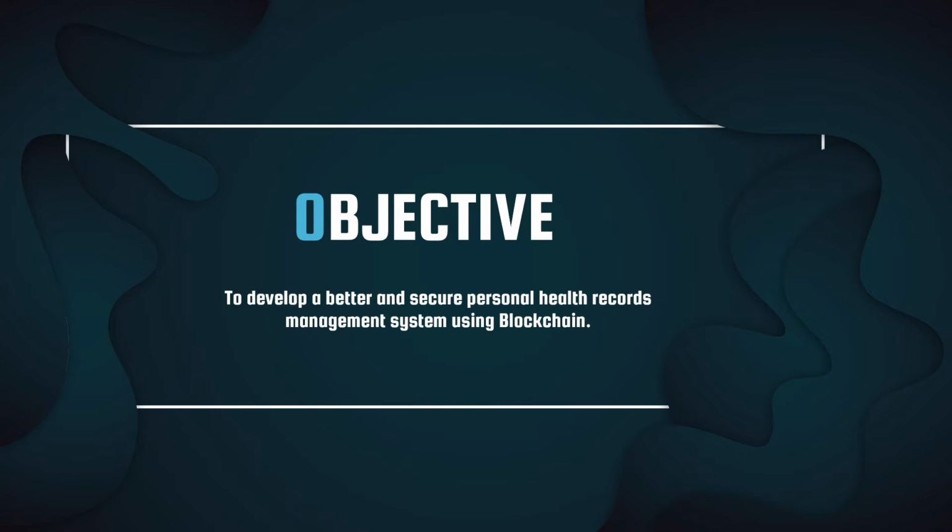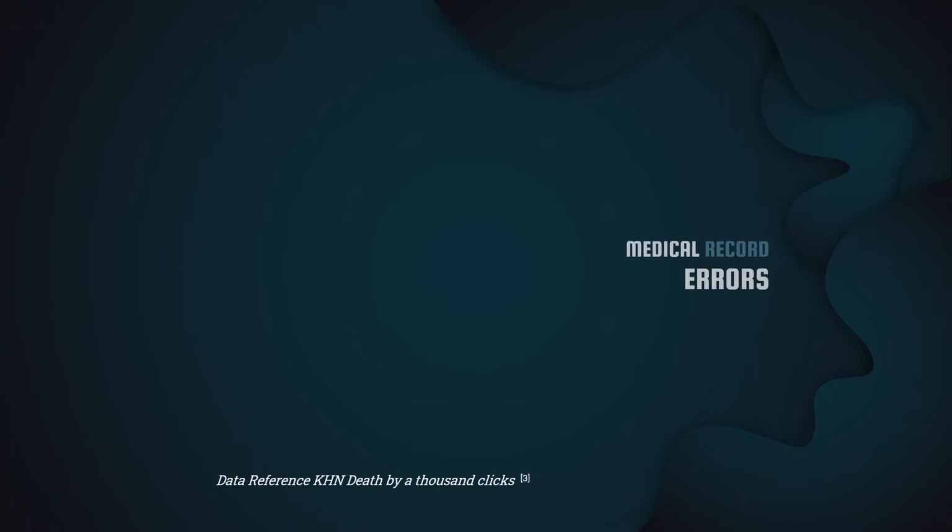First of all, the main objective behind this project is to develop a better and secure personal health records management system using blockchain. As we have done some research, we could find that the existing medical system is not performing as it's supposed to be. As we all know, medical records are very vital information about an individual, and there have been a lot of cases of breaches or tampering with the medical records. So we are trying to develop a better and secure personal health records management system using blockchain.